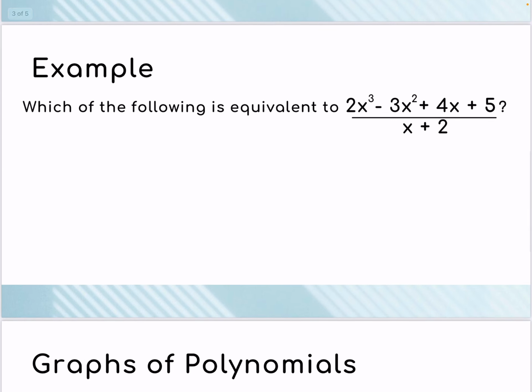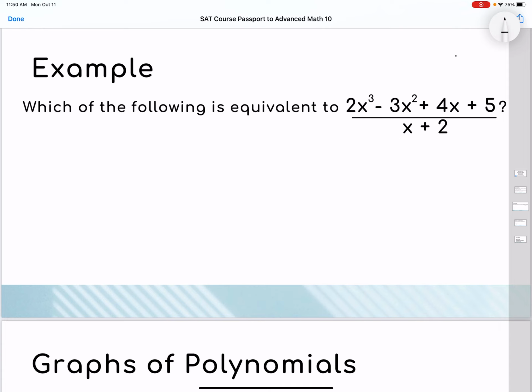All right, so to view our first example that deals with polynomial division, and we'll use again synthetic division, which I'll write at the top, you may be asked a problem like this. Which of the following is equivalent to 2x cubed minus 3x squared plus 4x plus 5 divided by x plus 2? So again, this is called synthetic division, what we're about to do.